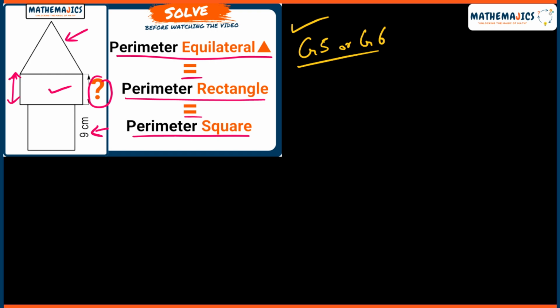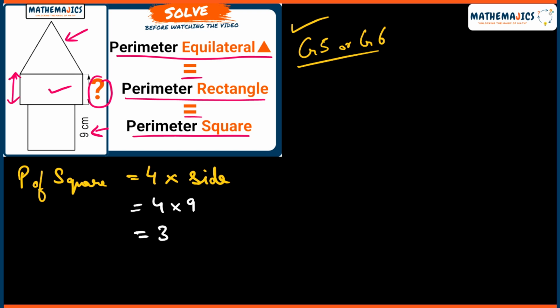Okay. So let's start with this square. What is the perimeter of a square? The perimeter of any square is 4 times its side. Yes. So that means the perimeter in this case will be 4 times 9 centimeters, which is equal to 36 centimeters. Correct. So the perimeter of the square is 36 centimeters. That means the perimeter of the equilateral triangle will also be 36 centimeters. The perimeter of this rectangle also will be 36 centimeters because it is given in the question. The perimeters of these three figures are equal to each other.